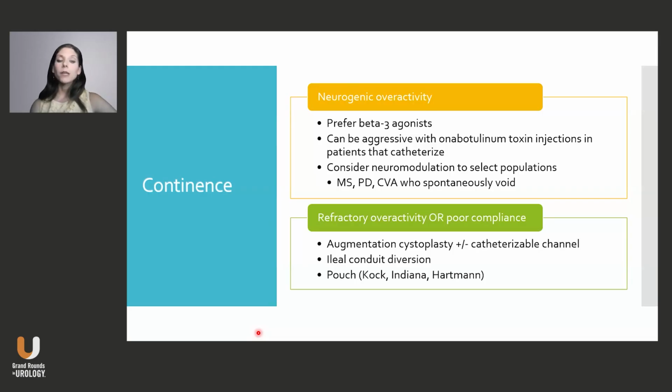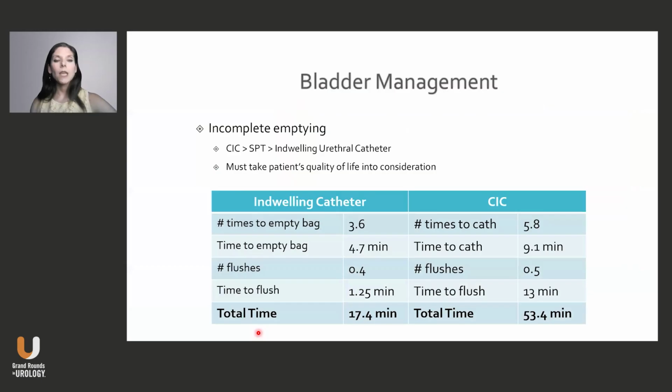Augmentation cystoplasty plus or minus a catheterizable channel. That decision has a lot to do with body habitus, the ability to transfer, to do catheterizations through the urethra, the ongoing care, complication rates of catheterizable channels, so it's a longer discussion. We can offer ileal conduit diversion, and then also an option, although I find a little less common, the pouch option, so the continent diversions with cystectomy: the Koch pouches, Indiana pouches, or Hartmann pouches.